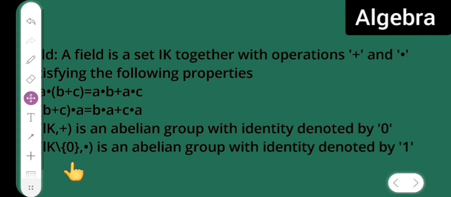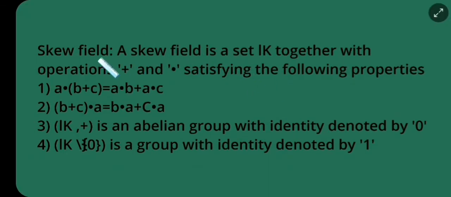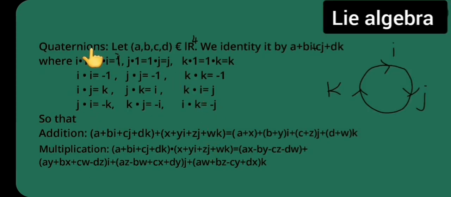Next is my skew field. A skew field is a set K together with the operations addition and multiplication satisfying the following properties. Again it is the same thing: the first two steps, third also. This is my abelian group with identity denoted by 0, and this is just a group with identity denoted by 1. That's it.